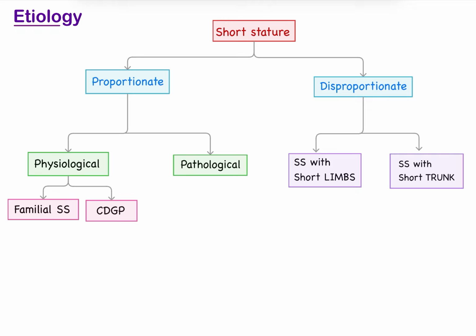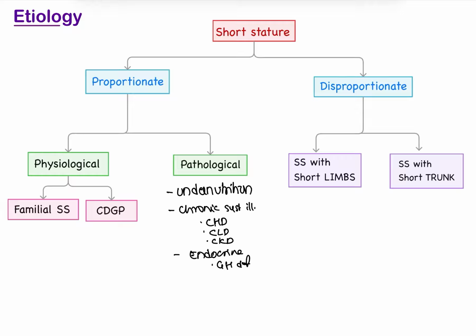In pathological short stature, the causes are undernutrition, chronic systemic illnesses like congestive heart diseases, congenital heart diseases, chronic liver diseases, chronic kidney diseases, endocrine causes like growth hormone deficiency, hypothyroidism. Other causes are intrauterine growth retardation, small for gestational age.